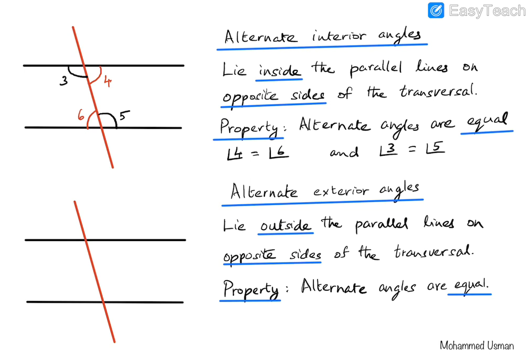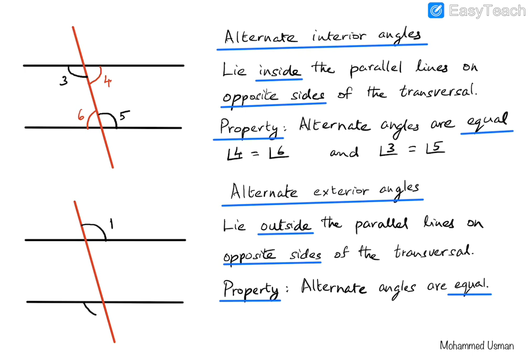Similarly, we can have alternate exterior angles. As the name suggests, they are exterior and alternate. Exterior means they lie outside the parallel lines. So the first angle that we can talk about is this angle, which is lying outside the parallel line, and that's our angle number 1. This particular angle is outside and to the right hand side of the transversal. Similarly, for the bottom parallel line, the angle lying on the outside and to the left of the transversal will be its pair.